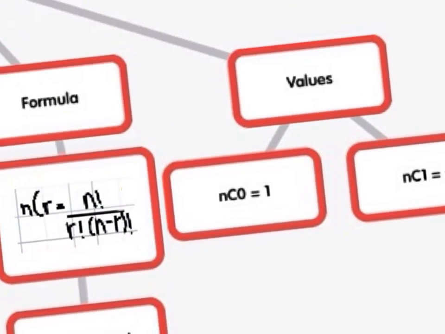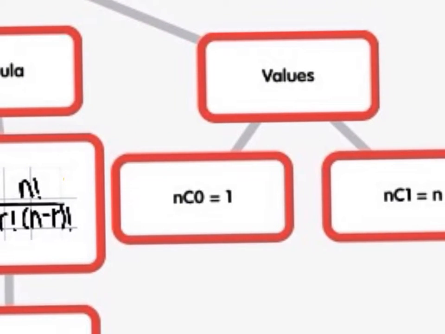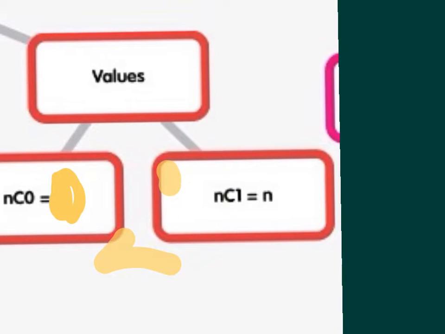So now let's talk about the values. When we have nC0, that will always be 1. This is our rule. It's always going to be 1. On the other hand, when we have nC1, the answer is always going to be n. So when you have it to the 1, the answer will be n.